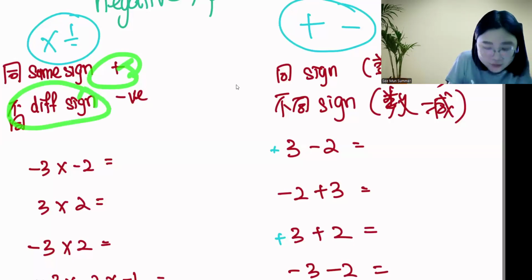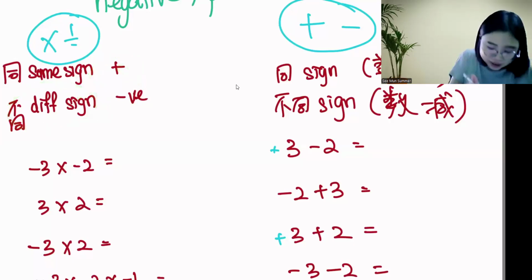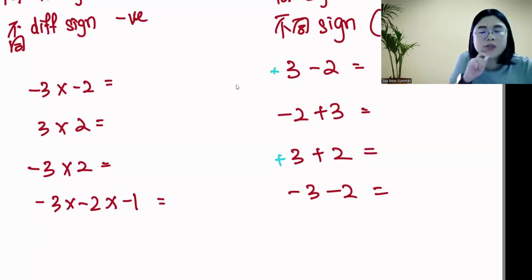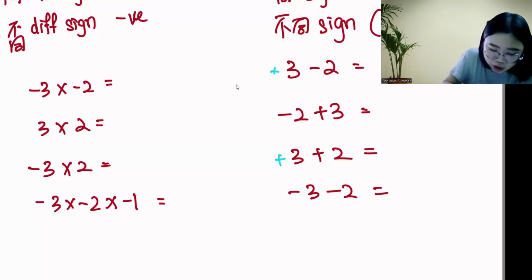If different sign, the sign will be negative like this. So normally how we do, we decide about the sign first, then only we decide the numbers. So for example, I straight away can decide already.